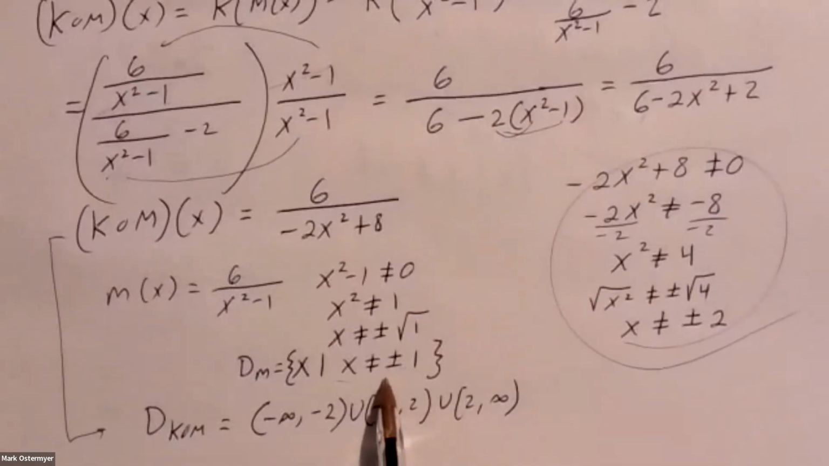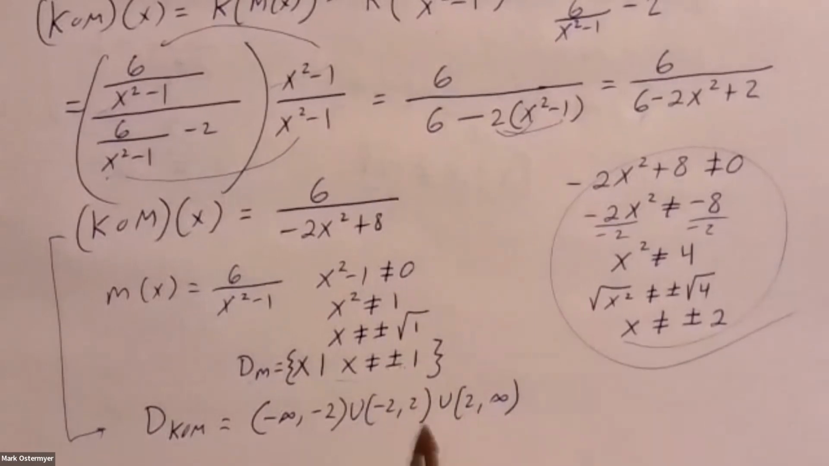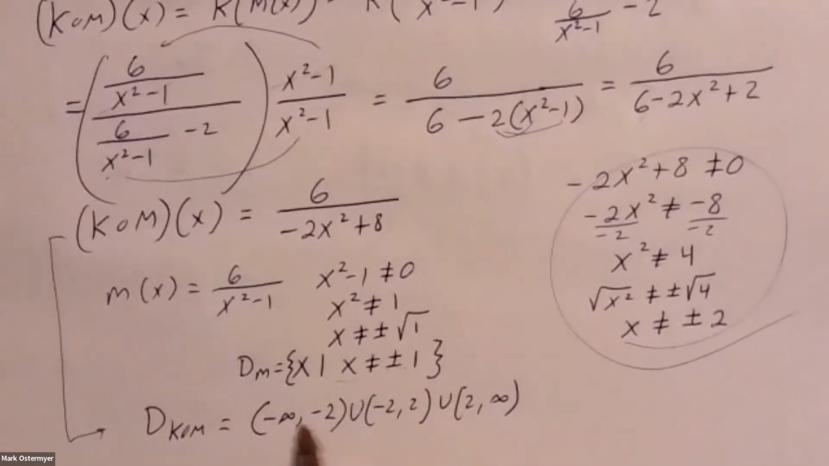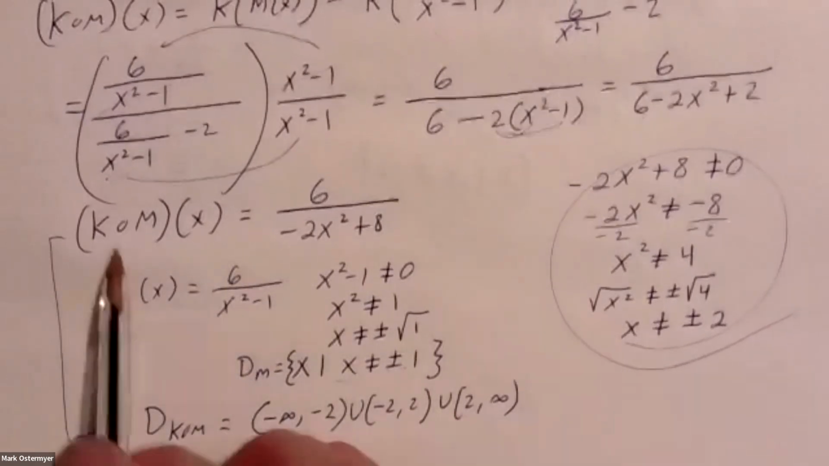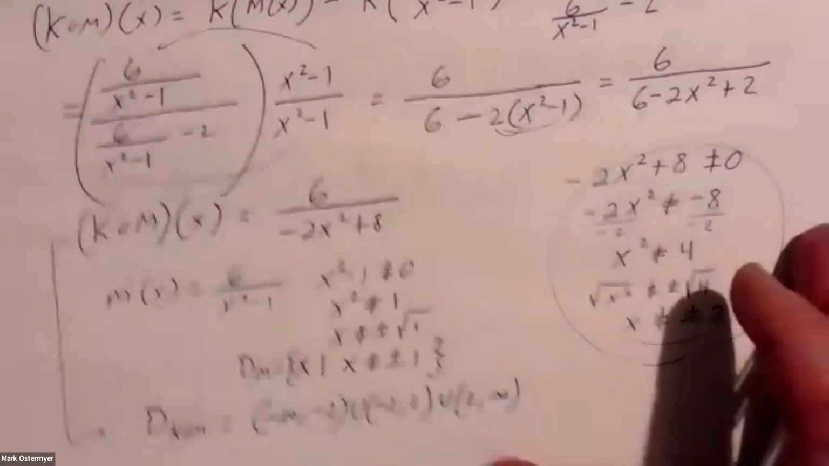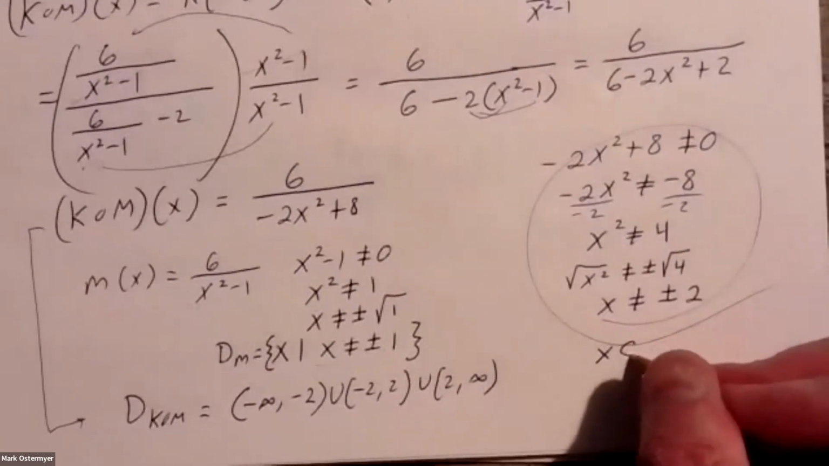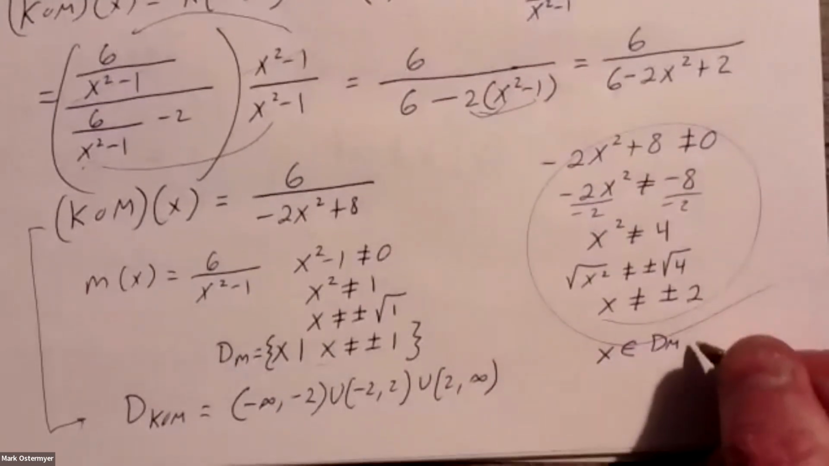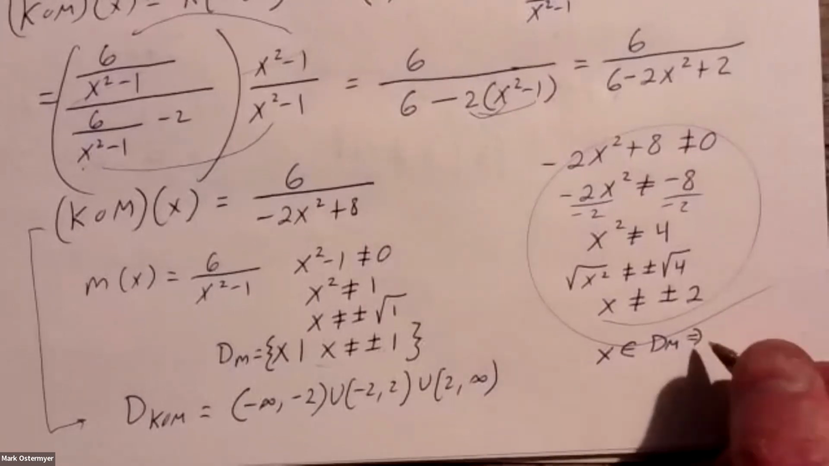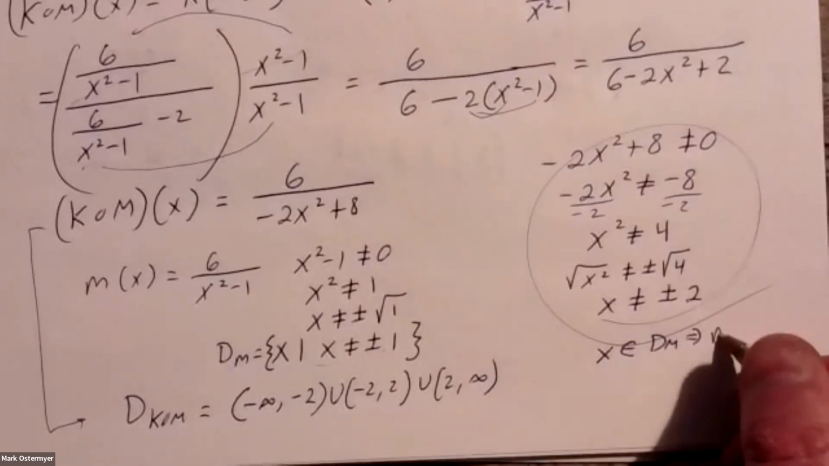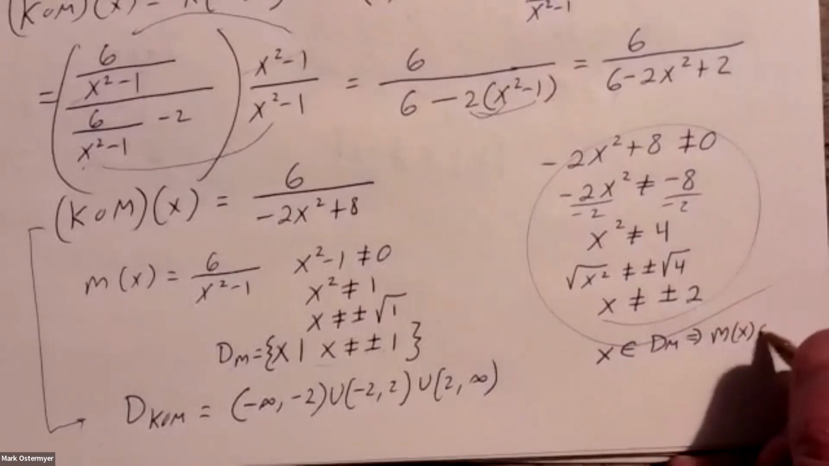But we must also insist that we cannot have positive or negative 1 in here. Because positive or negative 1 is not even in the domain of function m. And remember, in order to be in the domain of k composed with m, a real number has to satisfy both these conditions. It has to be in the domain of function m. And this would also then have to imply that m of x would have to be in the domain of function k.